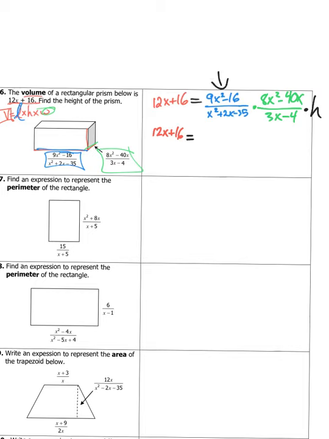Up top here, I have difference of squares. So I'll get 3x plus 4, 3x minus 4, right? Two perfect squares with subtraction in between them. Down below, it's a trinomial with an a of 1. So what are my factors of negative 35 that add up to 2? Since it's a positive 2, the 5 would be negative. So I get x plus 7, x minus 5, right? That's just from factoring.